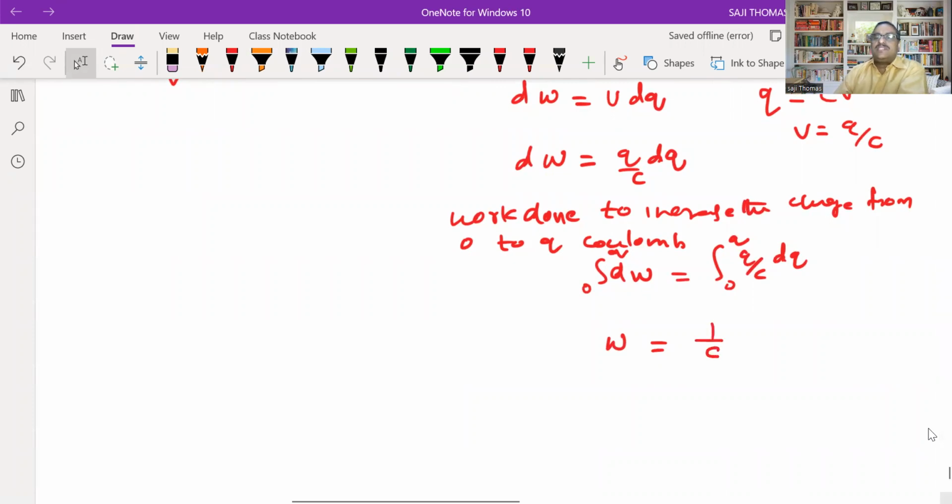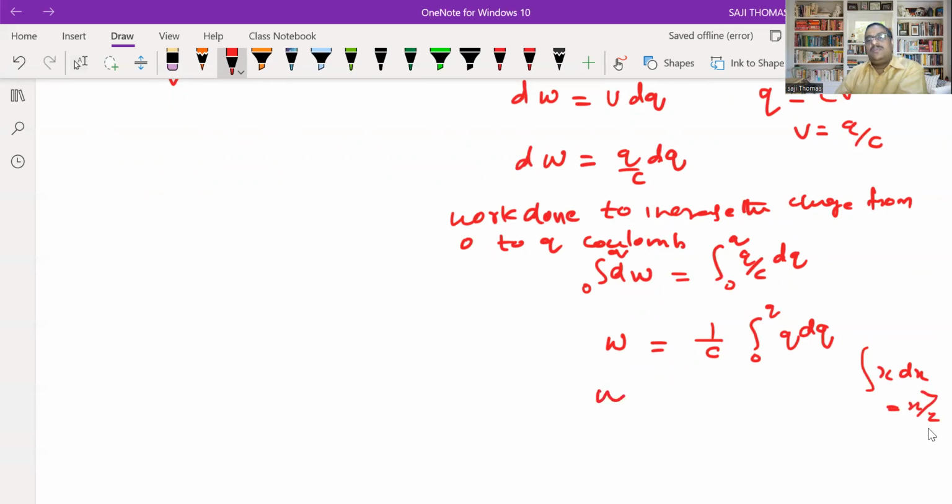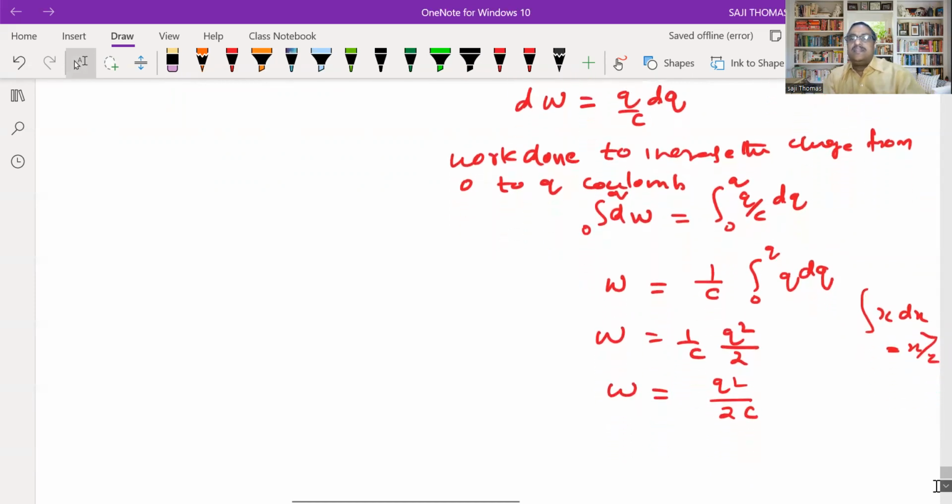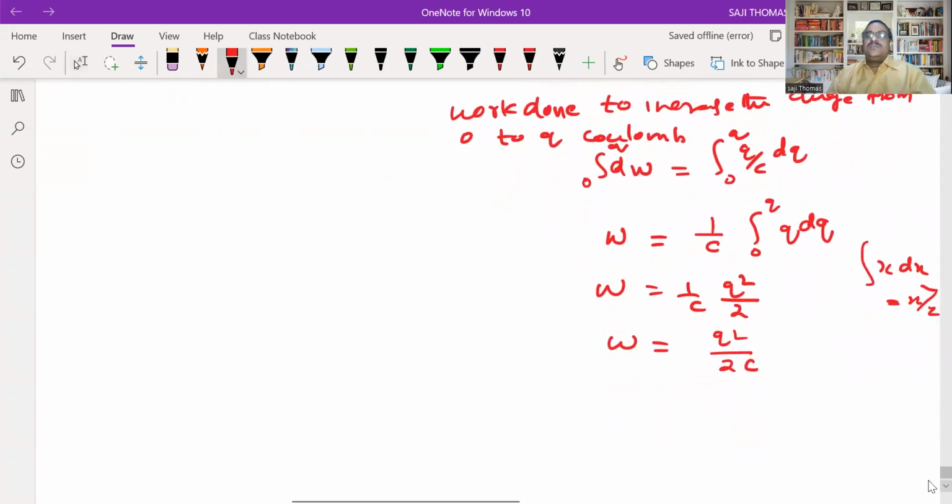You take 1 by C common. Integral 0 to Q, Q dQ. You know the integral formula. Integral x dx is x square by 2. So W will be 1 by C into Q square by 2. W is Q square by 2C. This work done is stored as the electrostatic potential energy. So this is the energy stored between the plates of the parallel plate capacitor.